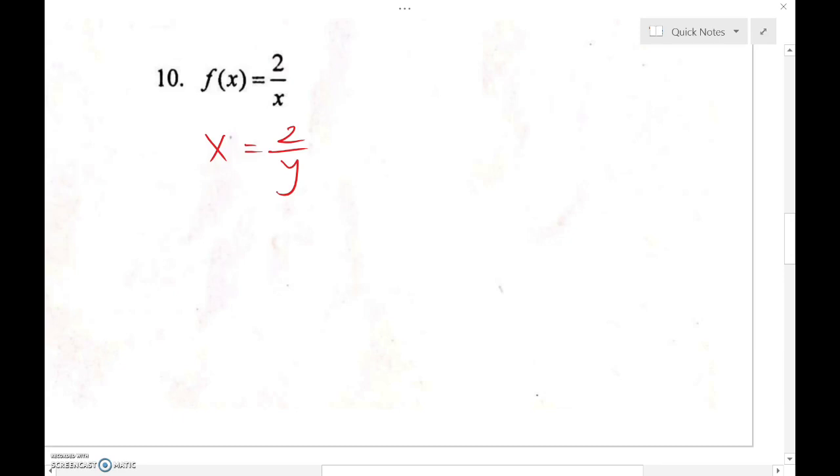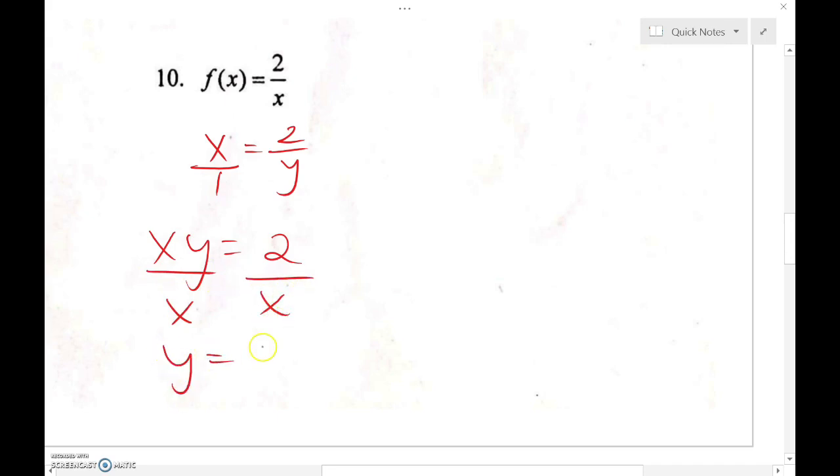Now, one of the things that might be helpful is to go ahead and turn this into a proportion so that I now have a fraction equals a fraction, which would allow me to cross multiply. So x times y is xy, and 1 times 2 is just 2. Now, in order to get y by itself, I would divide both sides by x, and now I'm left with y equals 2 over x. Interesting about that is the exact same thing we started with.